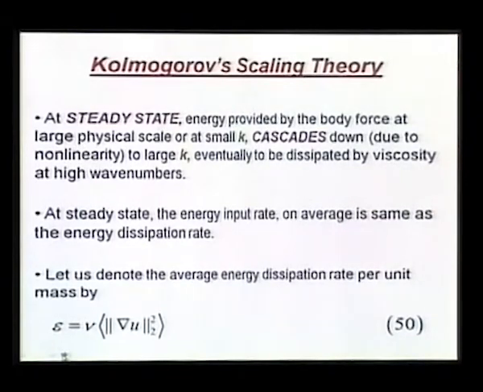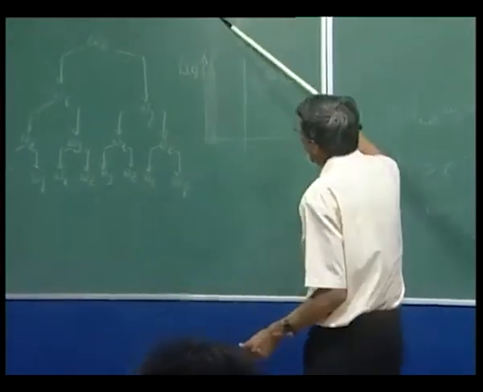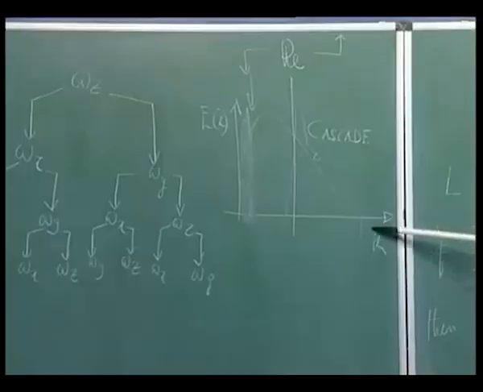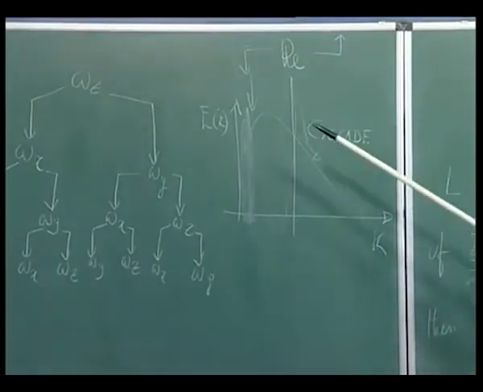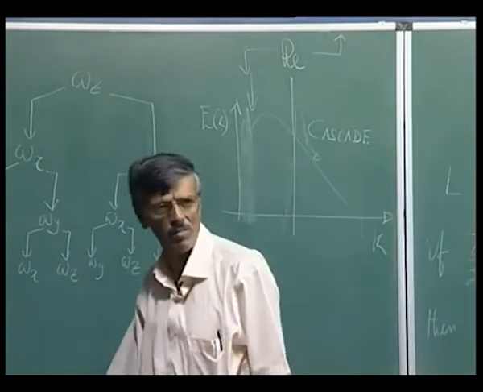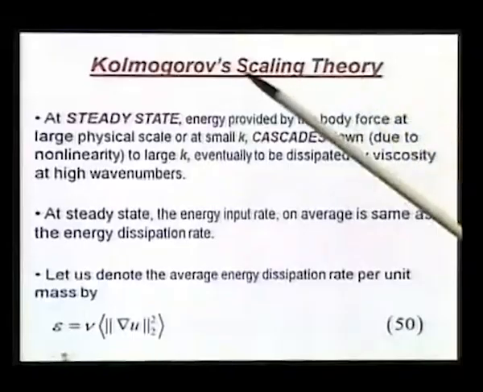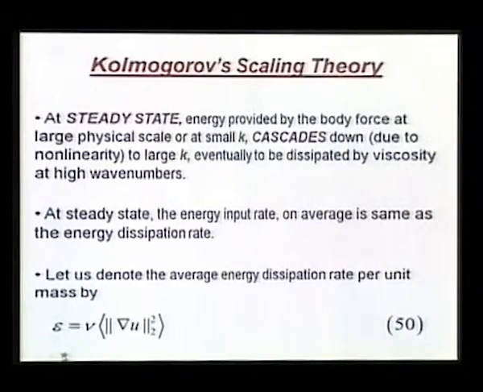So, if I am now talking about this scenario for a time dependent flow, then what can happen? I am putting in something here, I am taking it out here. So, a steady state has been reached. That means what? Whatever is put in there, the same amount goes out there, right. That is your definition of an equilibrium steady state. That is what Kolmogorov started looking at, and he said that at the steady state the energy input rate on average is the same as the energy dissipation rate.